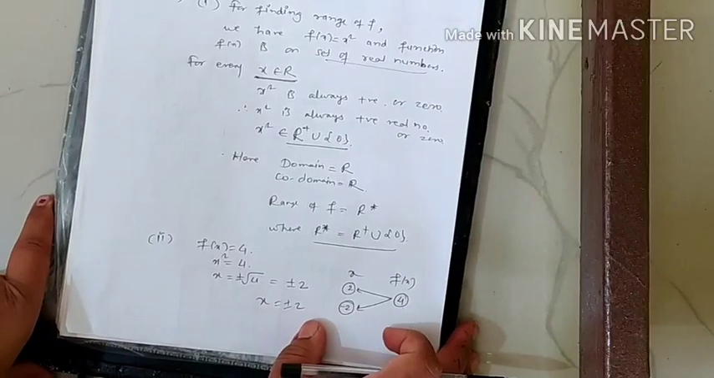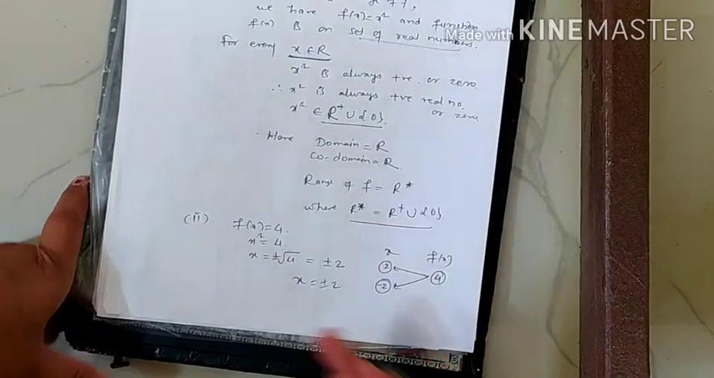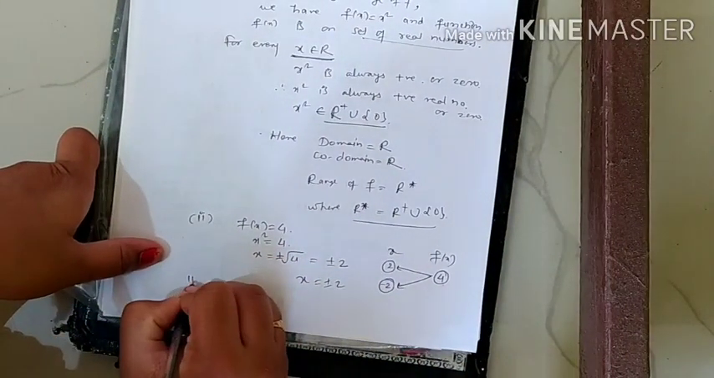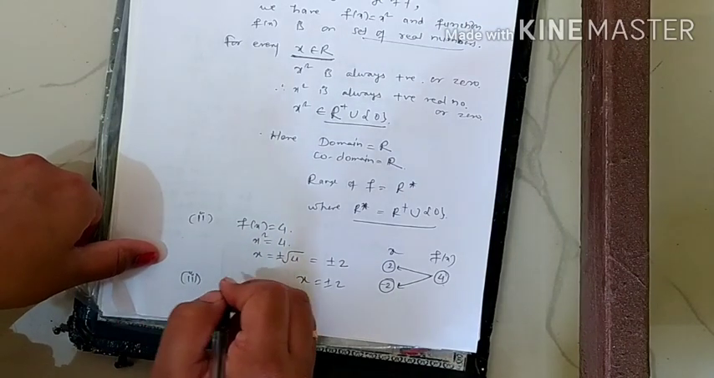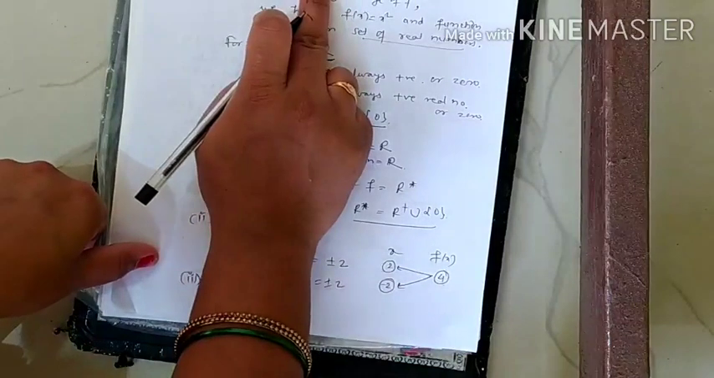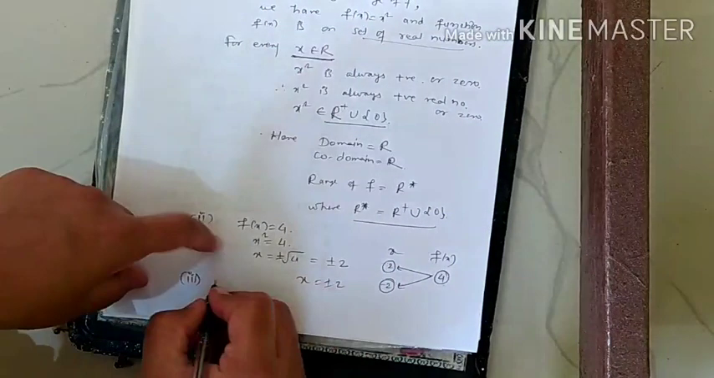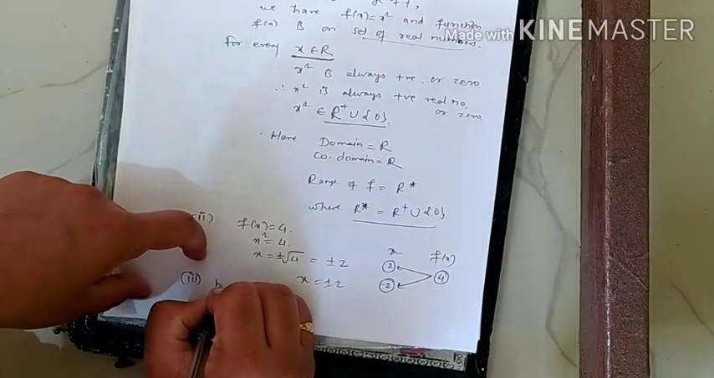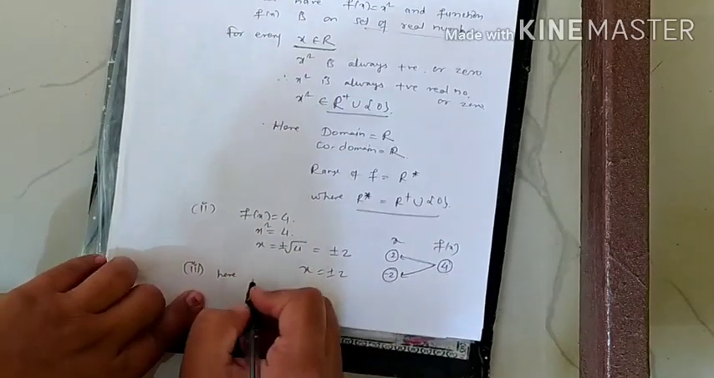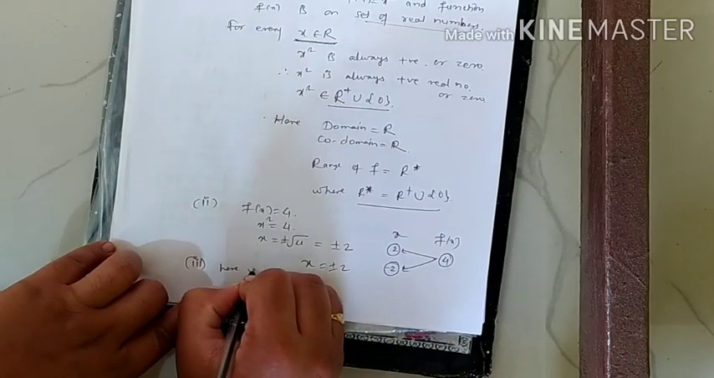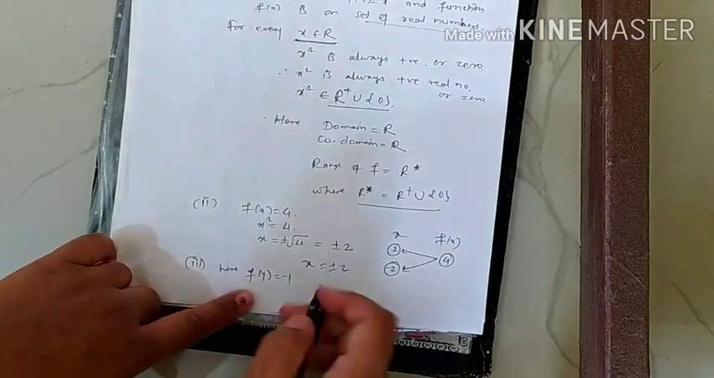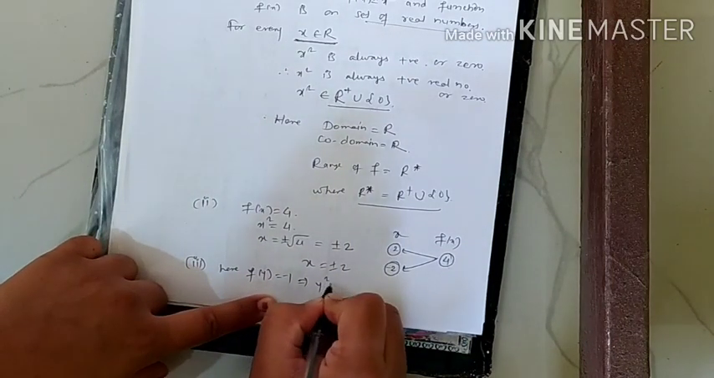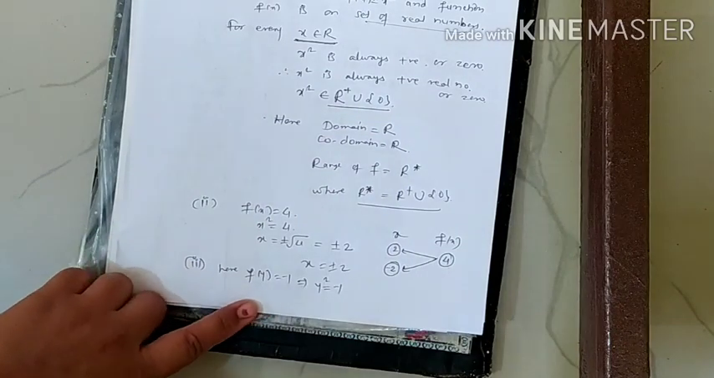Now next, what we have to find? Here we can write the third one. f of y, where f of y is minus 1. So now student, here f of y is equals to minus 1 is given. So it means that y square is minus 1. Yes.